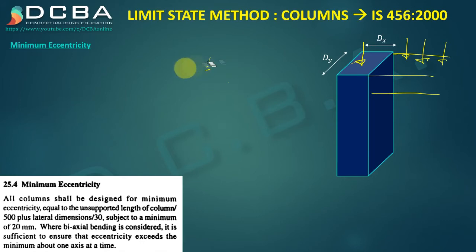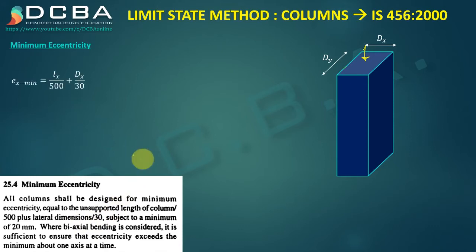That is the general case. But in the case where nothing is given, only axial load is given, the IS code says that all columns should be designed for a minimum eccentricity equal to unsupported length of column by 500 plus lateral dimension by 30. So Lx by 500, this is the eccentricity in x direction, this is the minimum eccentricity, plus dx by 30, subject to a minimum of 20 mm.